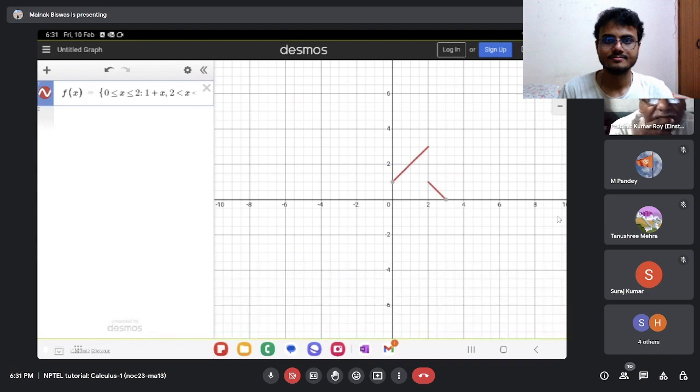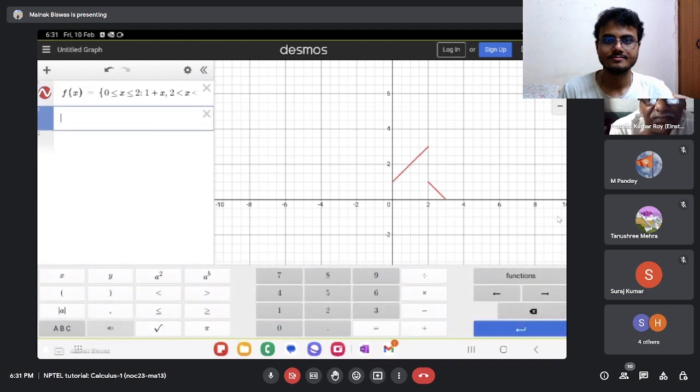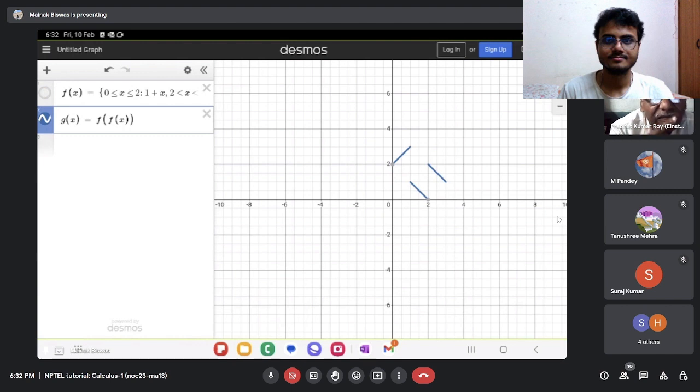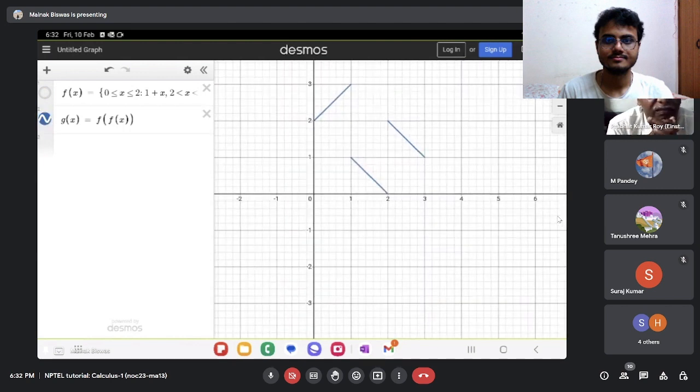So what is now this? Now is the check whether we are doing the operations correctly, whether we have used the concept properly. So f g of x, let us define as f of x. See, is it correct or not? It is correct, right? So it's matching our answer. Between 0 and 1, it's from 2 and 3. Between 1 and 2, it's between 1 and 0. And between 2 and 3, it's between 2 and 1.